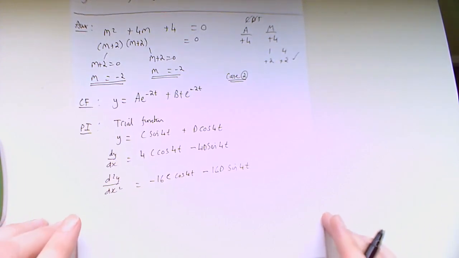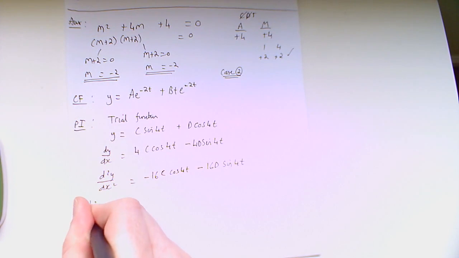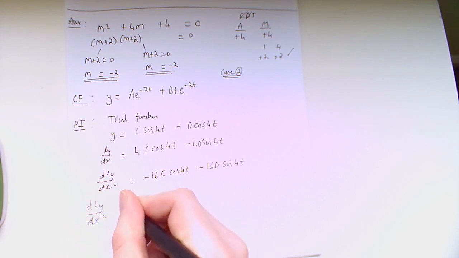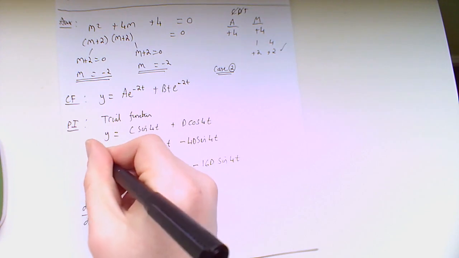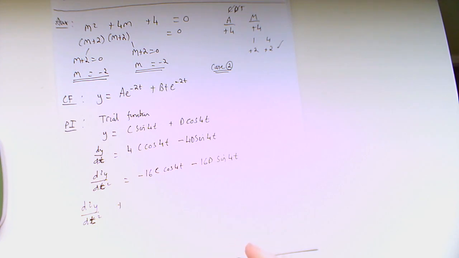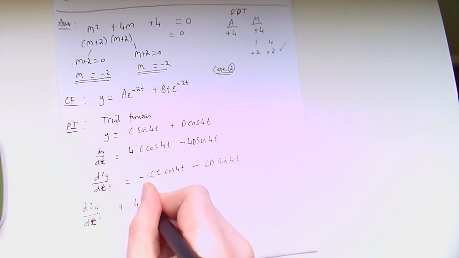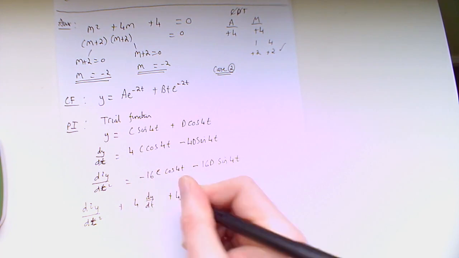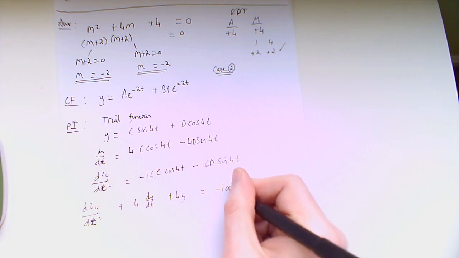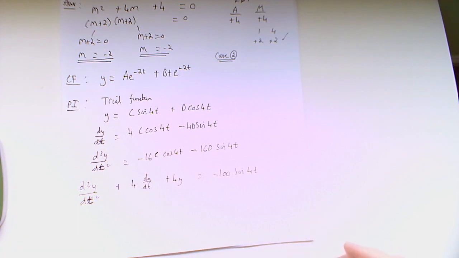So again, I'm going to write down the differential equation and substitute in the values. So d squared y by dx squared. Oh, I've started using x. Remember, your x's should be t's. That's my mistake, make sure you fix that. So it should be d squared y by dt squared plus 4 dy by dt plus 4y equals negative 100 sine 4t. As I was saying before, we're going to substitute those values in, so I'm going to put them in brackets.